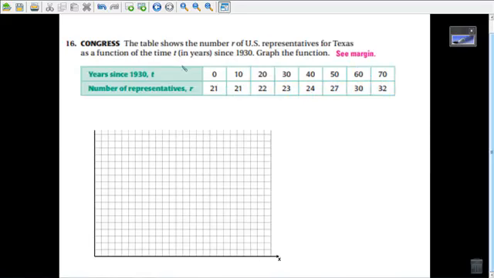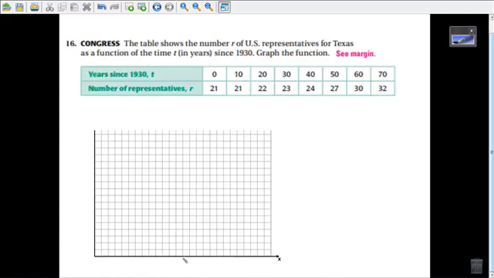Last problem. The table shows the number R of U.S. representatives for Texas as a function of time, t in years. So the representatives depend upon the time. And this is the year since 1930. So the 0 year means in 1930 there were 21 representatives in Texas. 10 years later, so this is 1940, 1950, 60, 70, 80, 90, and then this is the year 2000. So that's how we interpret this.